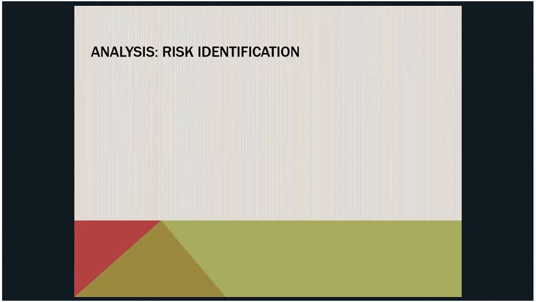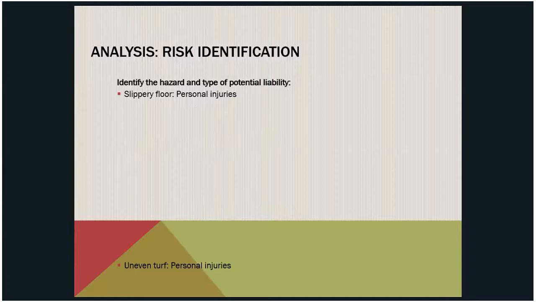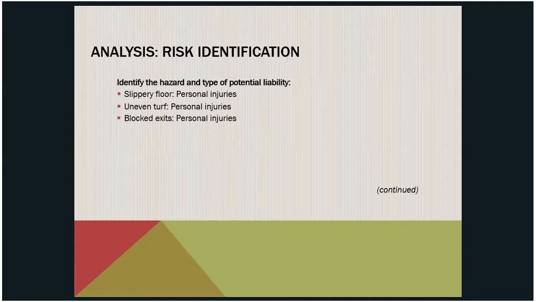First step, risk identification. We need to identify a hazard and the type of the potential liability. So first steps, we look at a couple of these different areas. Slippery floor would bring personal injuries. An uneven turf could bring personal injuries. Blocked exits could bring personal injuries.